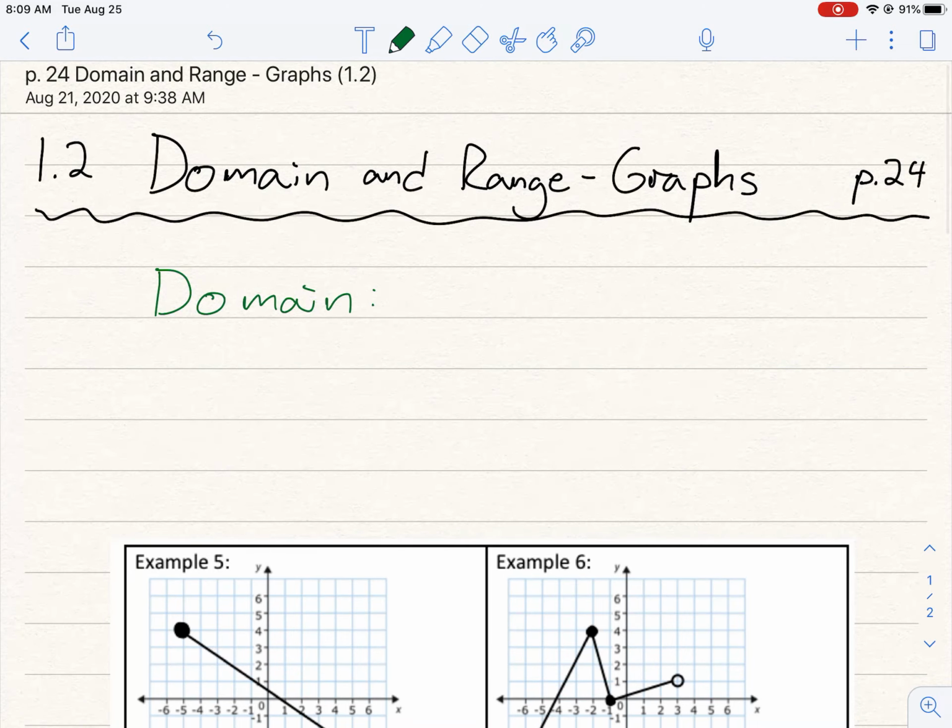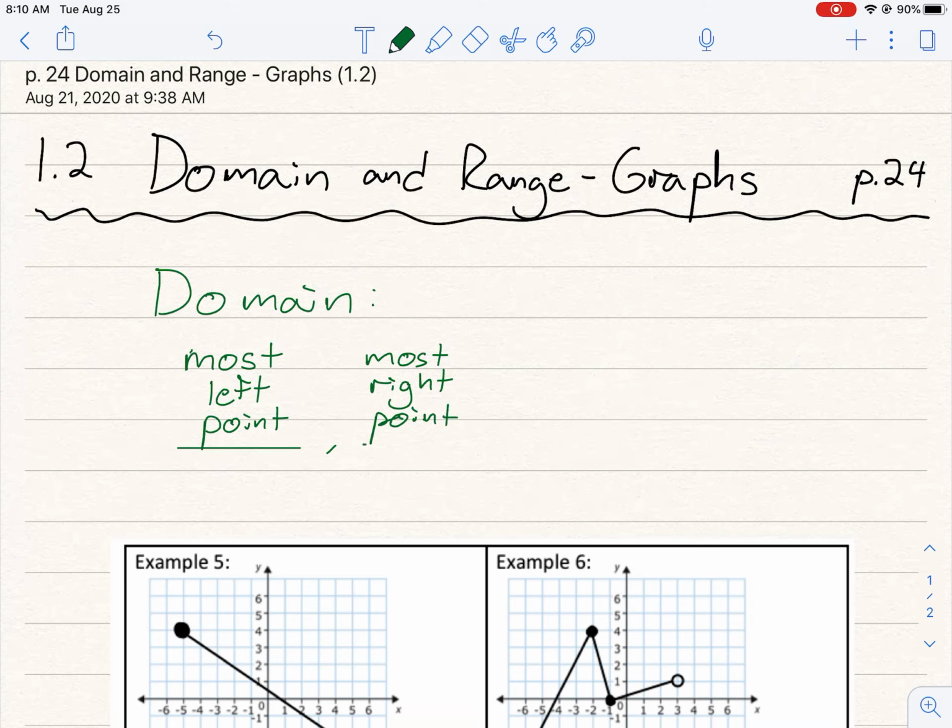is your most left point to your most right point, and then I'm going to surround this by parentheses and by brackets, because we'll examine why you would use one versus the other. So this is all dealing with the x-axis.